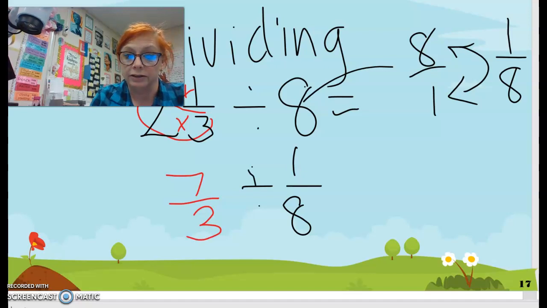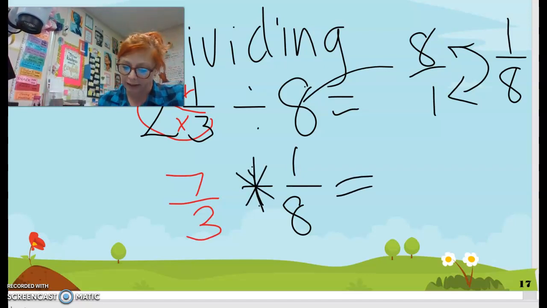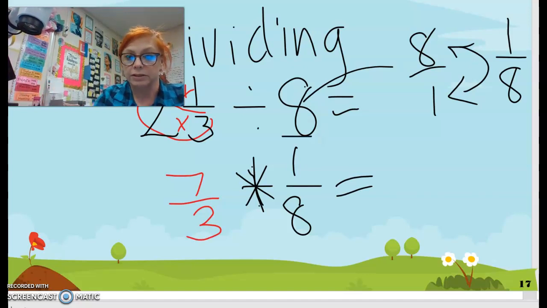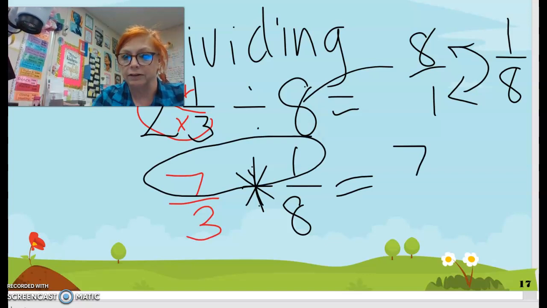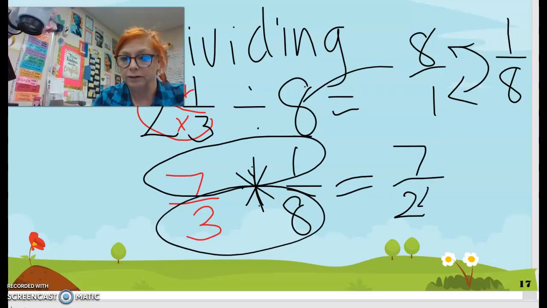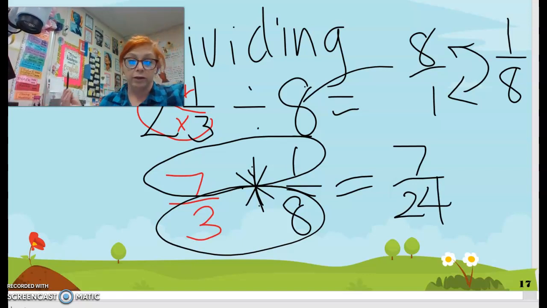All right, great. The last step is instead of dividing, what we actually do is we pretend it's multiplication. And how do we multiply? We go straight across. So 7 times 1 is 7, and 3 times 8 is 24. And that's our answer. And we don't even have to simplify this one. It's in its simplest form.